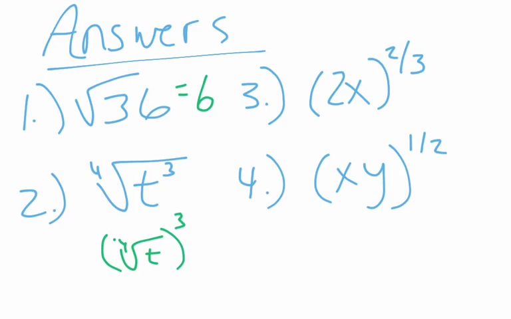Number 3 is 2x lumped together. Okay, they have to be lumped together to the 2/3. And if you didn't put the parentheses in, please add those parentheses into your scratchwork now. They are important. They were grouped together under the radicals, so they have to be grouped together for the exponent as well. And then the 4th one is xy all grouped together to the 1/2.